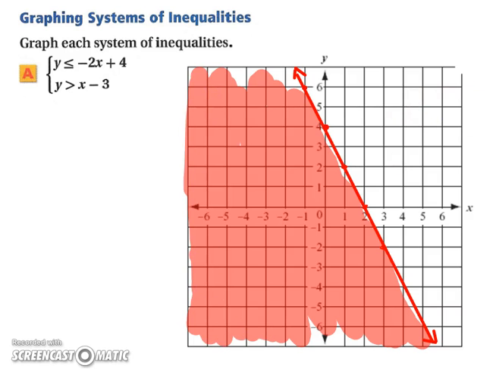Alright, good enough. Okay, so now we want to graph our other equation. So I'll go green for this one. And when we plot it, we're going to plot it just the same way we did, only this time our line is going to be a dashed line because there's no equal to. So we're going to start at -3, and we're going to rise 1 and run 1 because our slope is 1 over 1.